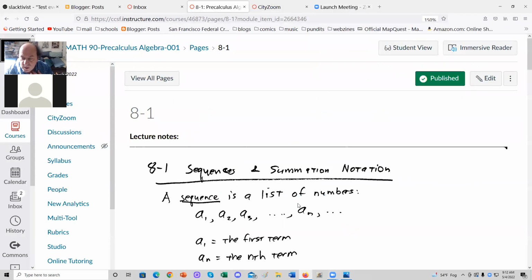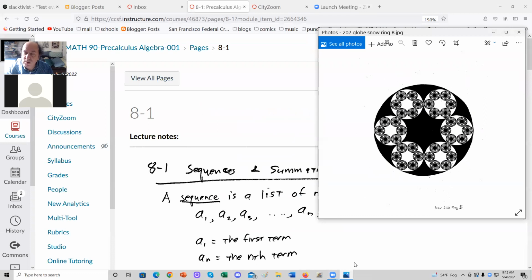All right. Whoops. This Zoom session is being brought to you by the Fractal Globe Snow Ring B.